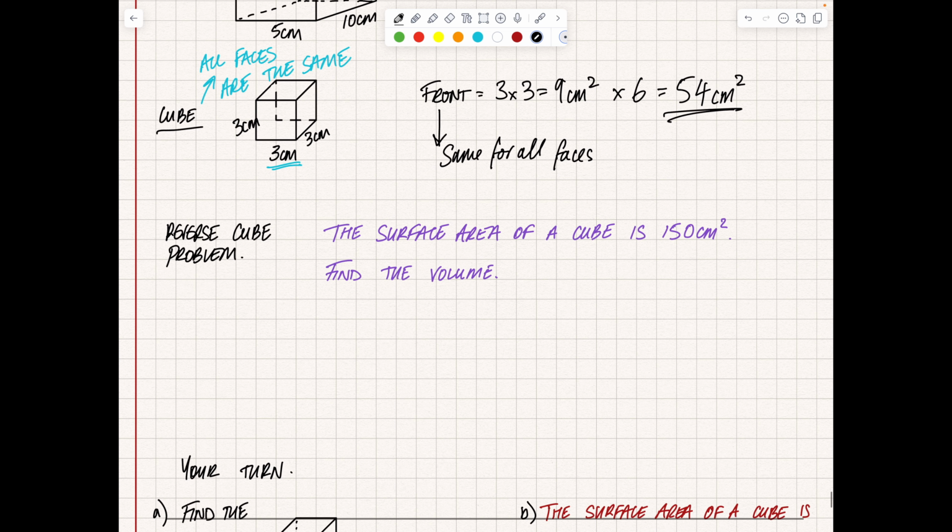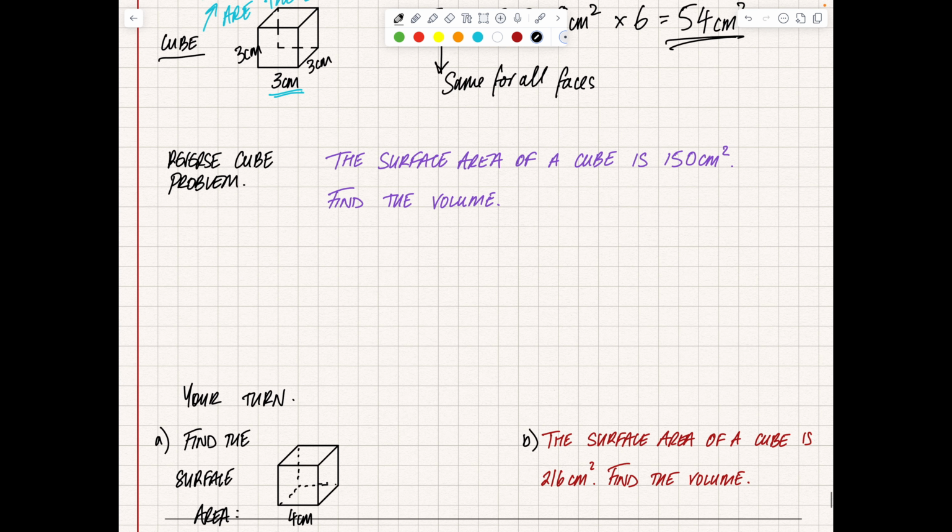So what happens if we have something like this purple question here? Now what you've got is you've been given the surface area. So it's a working backwards question. You've been given the surface area and now it's saying, well, okay, find the volume. Now the volume's different because the volume is the space inside the shape, okay? So hopefully you understand how to find volume. If you don't, have a look at the other video I've done on volume, that will help you.